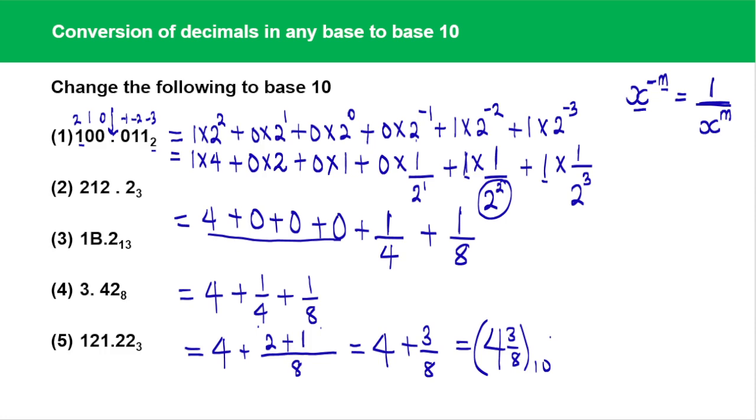We can also write this answer in decimal. That will be 4 point. If you divide 3 by 8, you will get 0.375. So our answer will be 4.375 base 10. This is how we convert a decimal number in any given base to base 10.